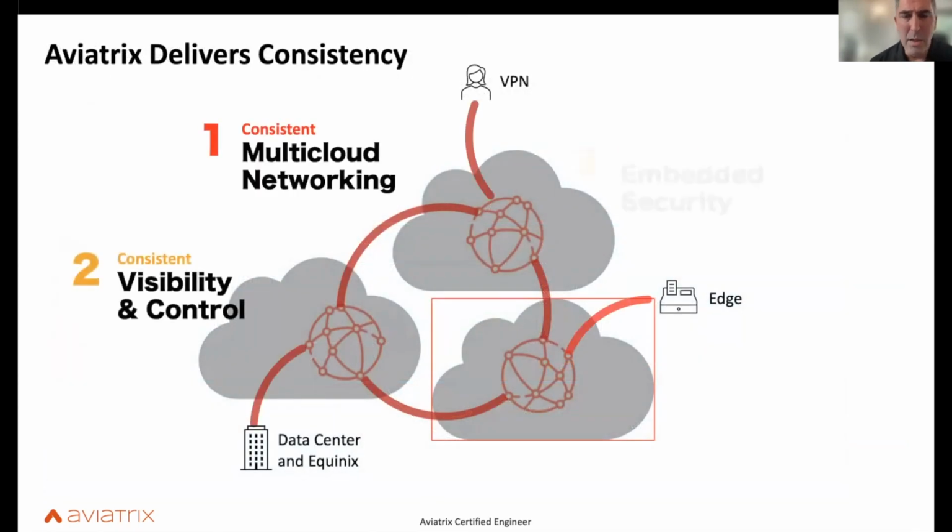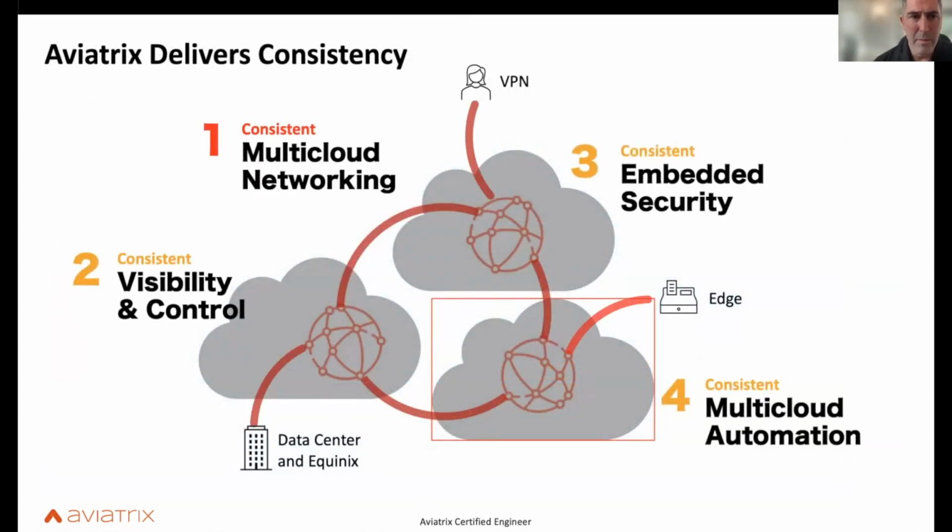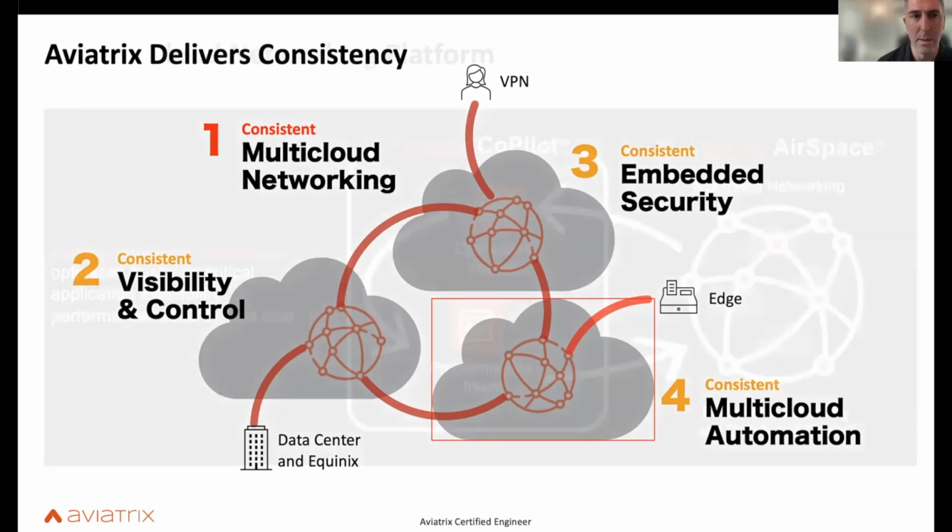We did kind of talk about this a little bit earlier, but just to reemphasize, it's all about consistency, right? Consistency with multi-cloud networking, consistency with visibility and control, consistency with security, and consistency with automation in terms of how users, warehouses, edges connect into the cloud, and how data centers or colos connect into the cloud.